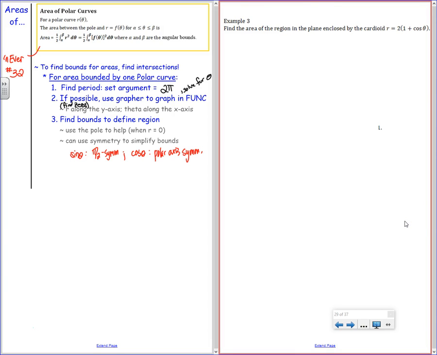So nothing super crazy, special, or weird about this. It just says find the area enclosed by.